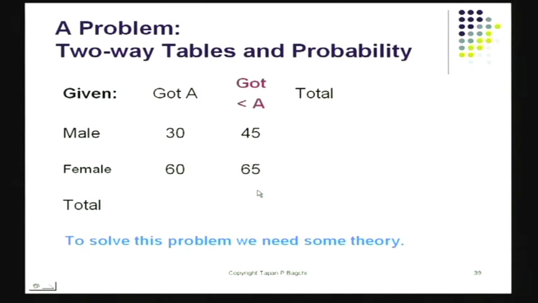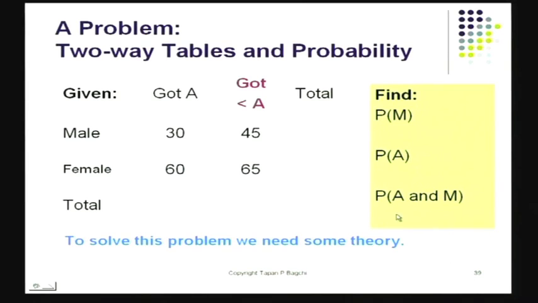What I need to do is solve this problem, and I will first pose the problem, of course. The problem is this: if you randomly approach a student, what is the chance he will be a male? What is the chance he would have scored A? That is the probability of A. A randomly picked student, has he scored A? And what is the chance that he scored A and also he is male? What is that chance?